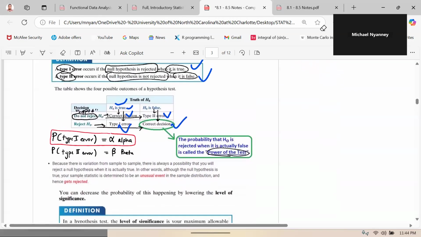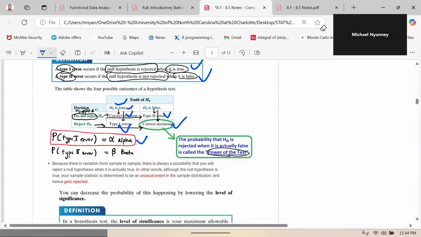Now, if you commit an error, you want to know the chance or the probability of committing that error. We don't want that error to be big. All right. So we denote it by alpha. The chance that you commit a type 1 error is called our alpha.